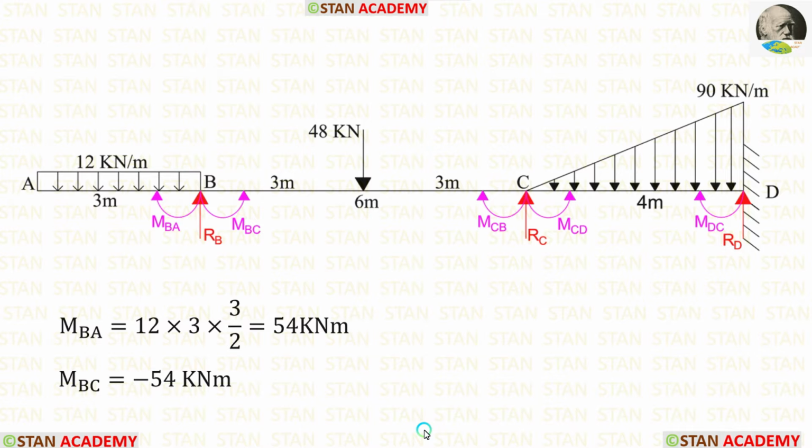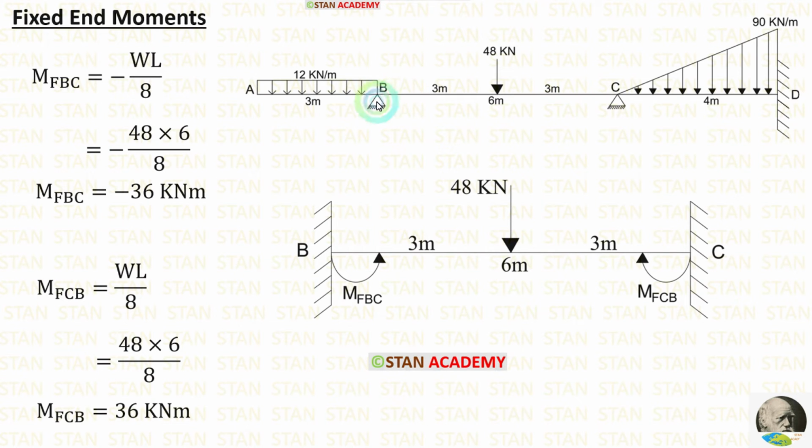Now let us calculate the fixed end moments. First, let us calculate the fixed end moments in the span BC. In the span BC, there is a point load 48 kN. It is acting on the center. The formulas to calculate the fixed end moments are minus WL upon 8 and positive WL upon 8. In the formulas, let us apply the values. W is 48, L is 6. After applying the values inside the formulas, we are getting M of BC and M of CB.